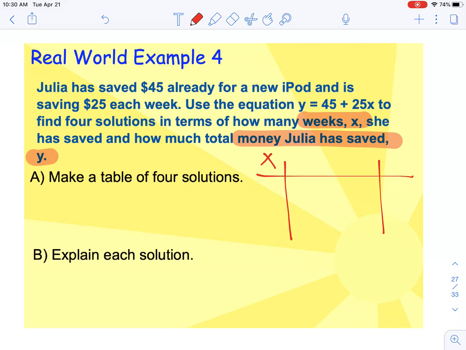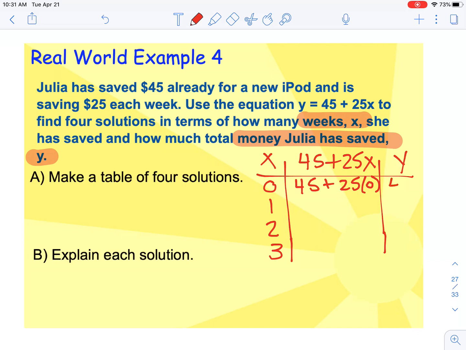Again, I'm going to make my function table. I have my x. My function is 45 plus 25x. And then I have my y. I'm just going to stick with 0, 1, 2, and 3. You could choose different points if you want. So when x is 0, we have 45 plus 25 times 0. Again, I have to start with that multiplication. 25 times 0 is 0. 0 plus 45 is 45.